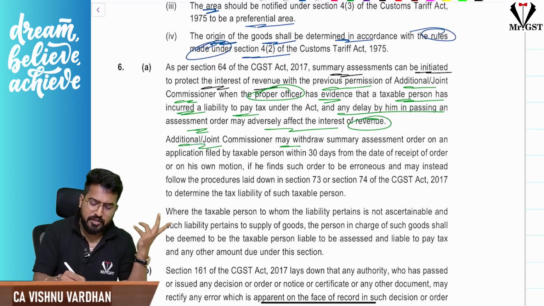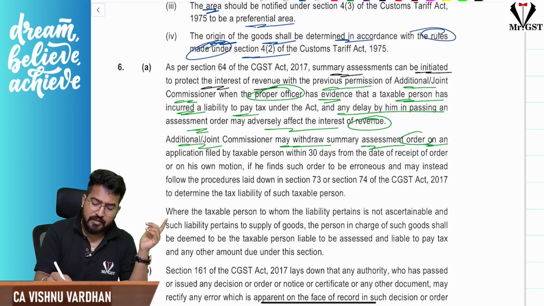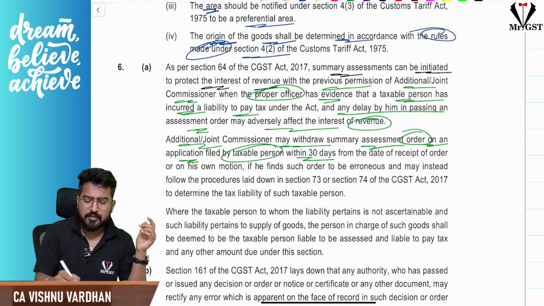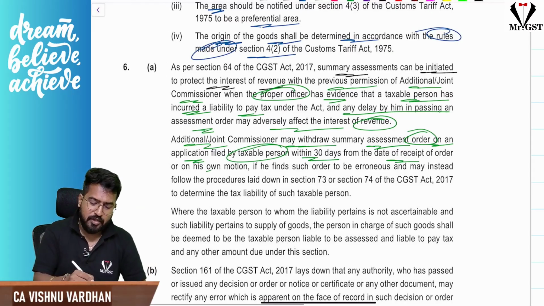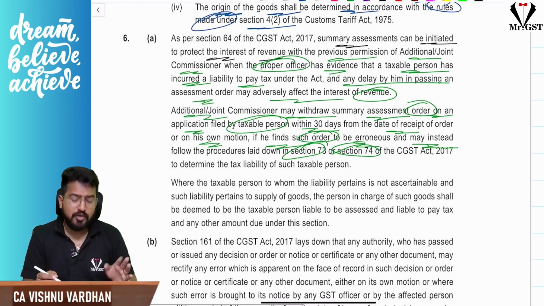Then the additional commissioner or joint commissioner will ask you to go for the summary assessment, but they may withdraw the summary assessment order when an application is made by the taxable person within 30 days of the receipt of the order, or on their own motion, if they find the order to be erroneous, or maybe instead of this summary assessment, let us go with section 73 or 74. If they feel so, they can withdraw the order also, but within 30 days.